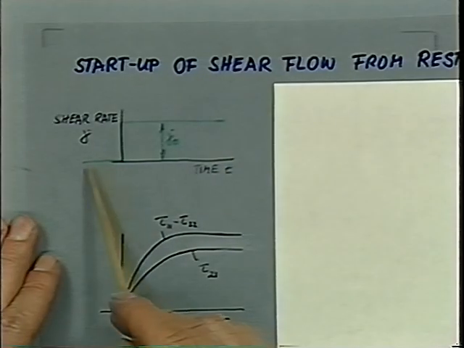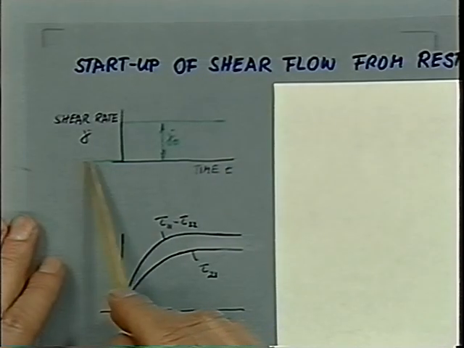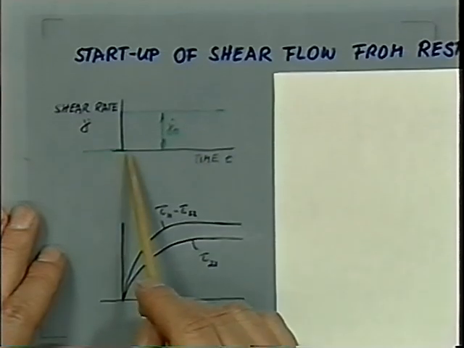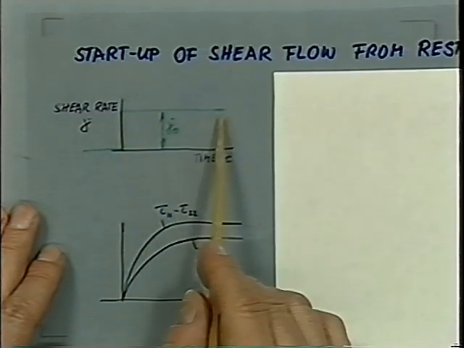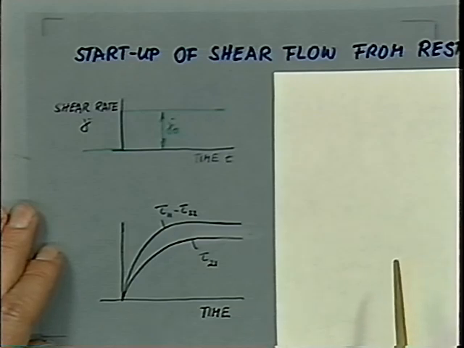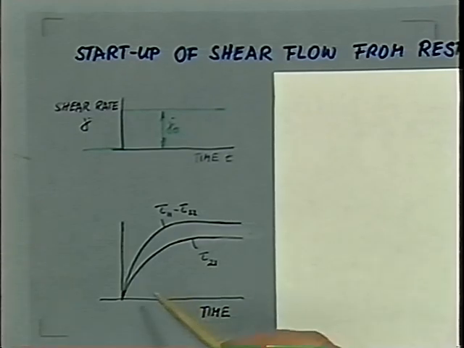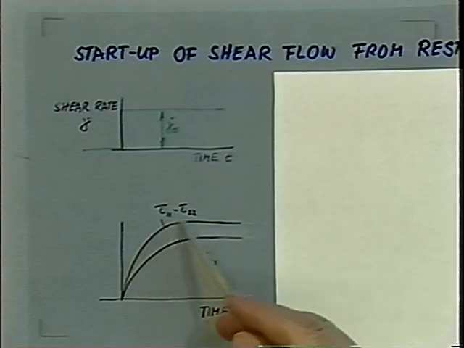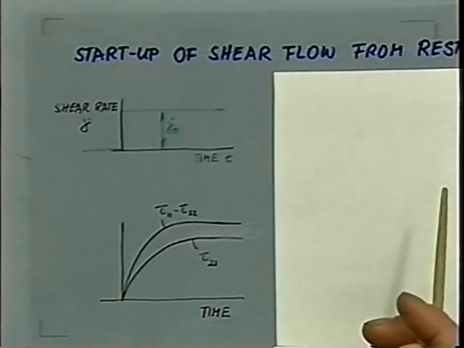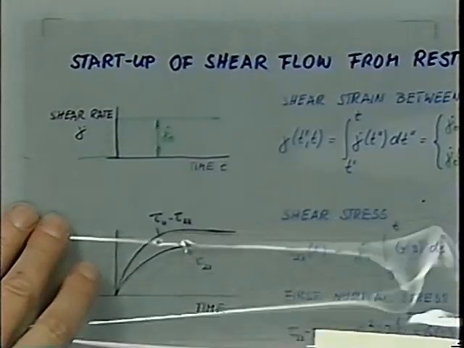Another experiment which is interesting to look at is startup of shear flow. We put a material in the rheometer and turn the machine on. So the strain rate is 0, and then it's finite, constant at some time bigger than 0. We are interested in the shear stress response, in the first normal stress response, and also the second normal stress response, and see what's happening in the system.